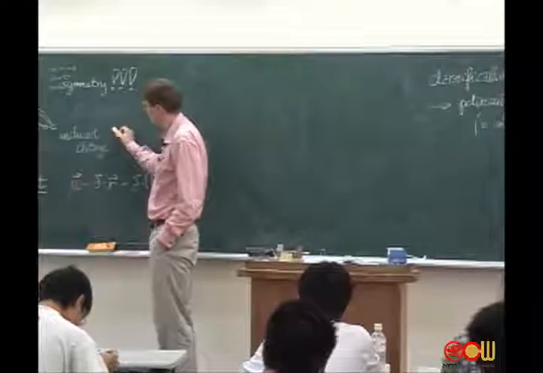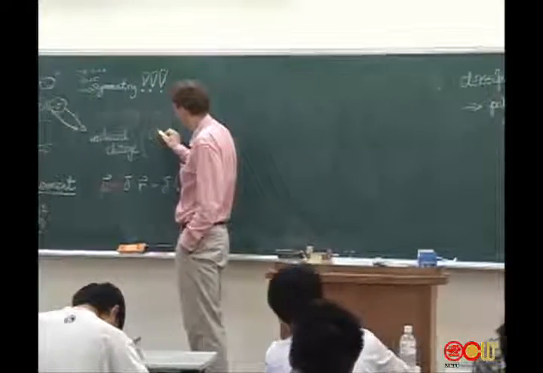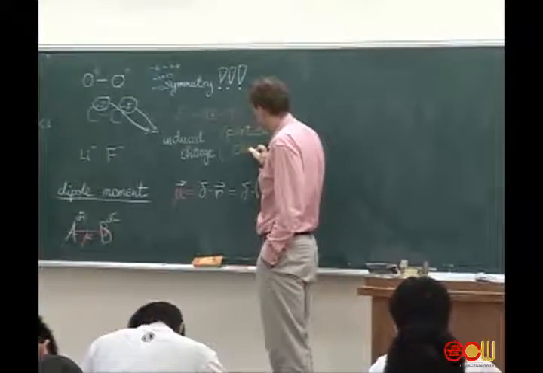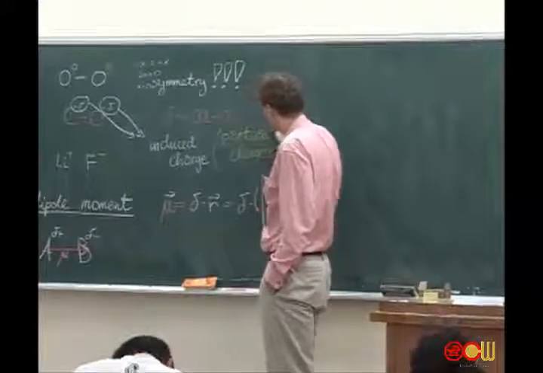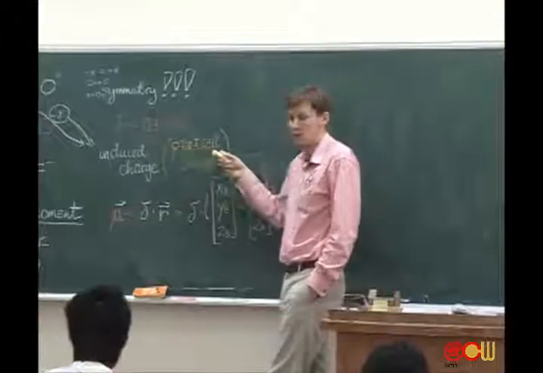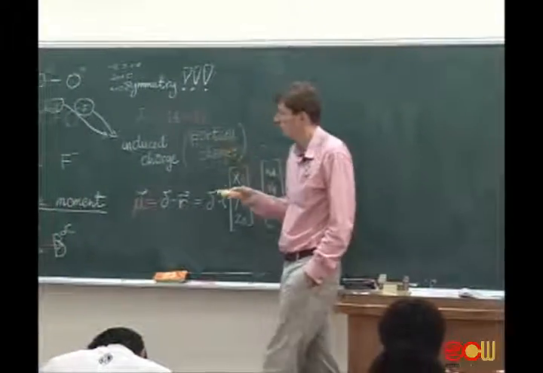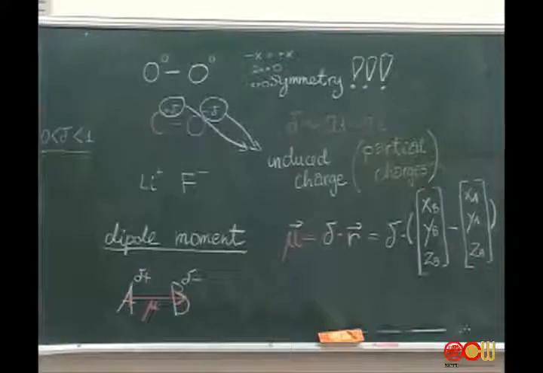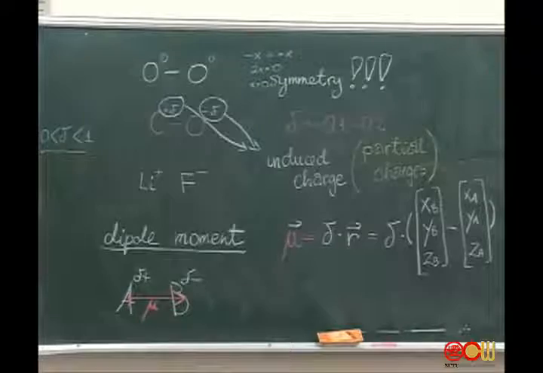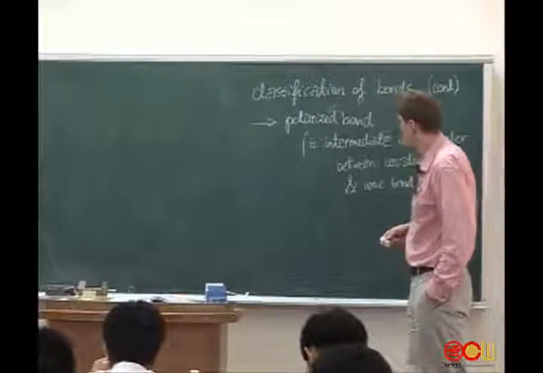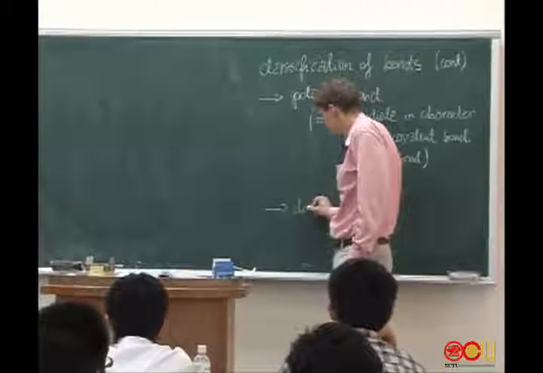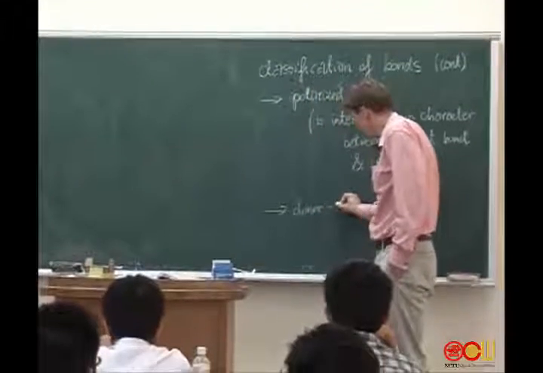Another name for these induced charges is partial charges. Partial means it's a part. It's not one, it's not zero. It's something like that. This is the definition of partial. Good. Let's go further. We have the polarized bond. Next type of bond that we have to discuss is something called Donor-Acceptor Bond.